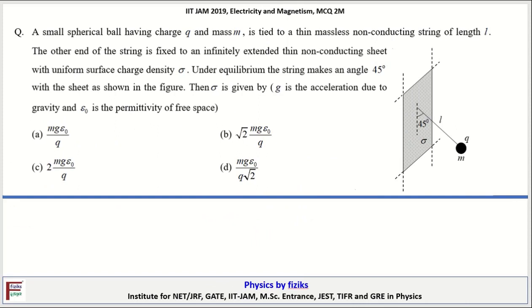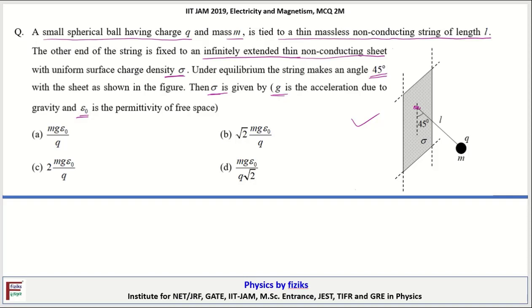So in this question, it is given that a small spherical ball having charge Q and mass M is tied to a thin massless non-conducting string of length L, and the other end is fixed to an infinitely extended non-conducting sheet with uniform surface charge density sigma. Under equilibrium, the string makes an angle of 45 degrees with the sheet as shown in the figure. So we have to find the surface charge density sigma. g is given, that is acceleration due to gravity, and epsilon naught is the permittivity of free space.